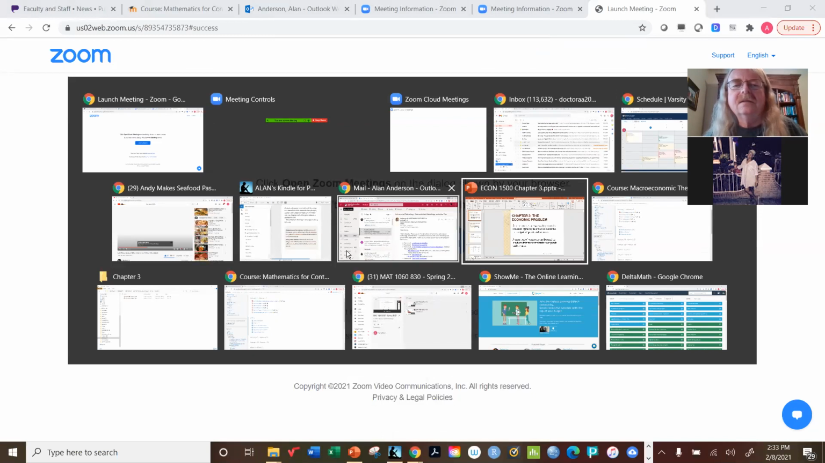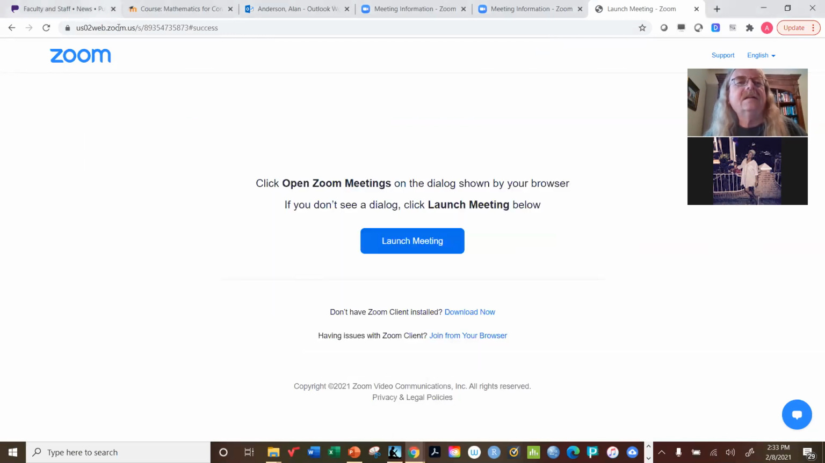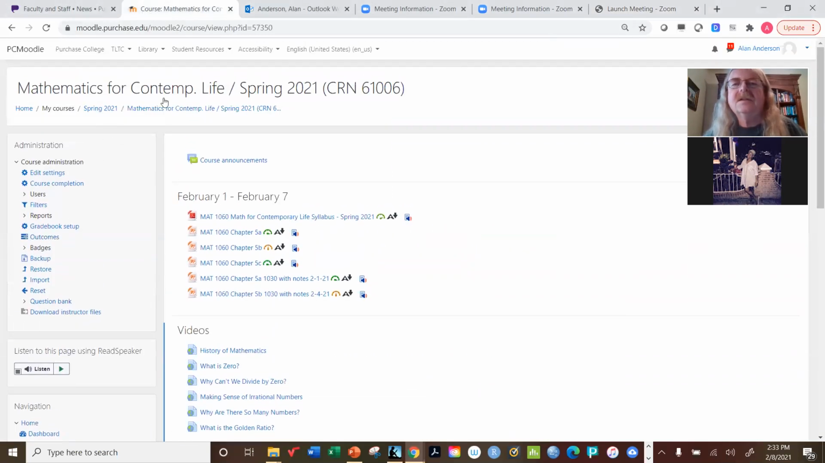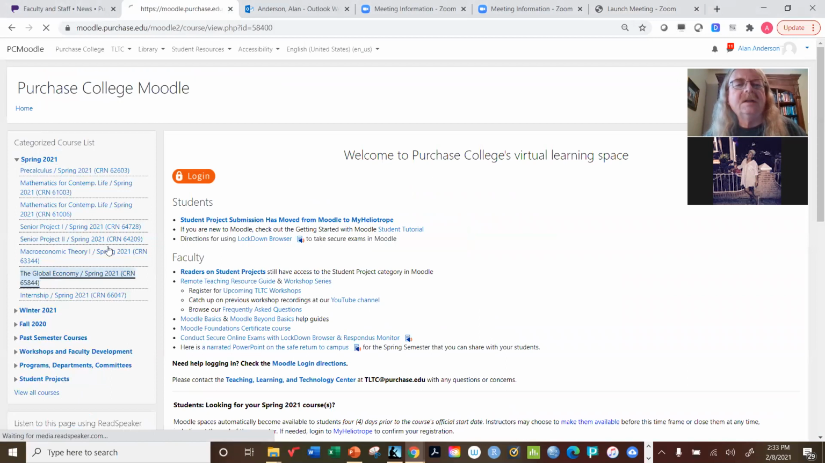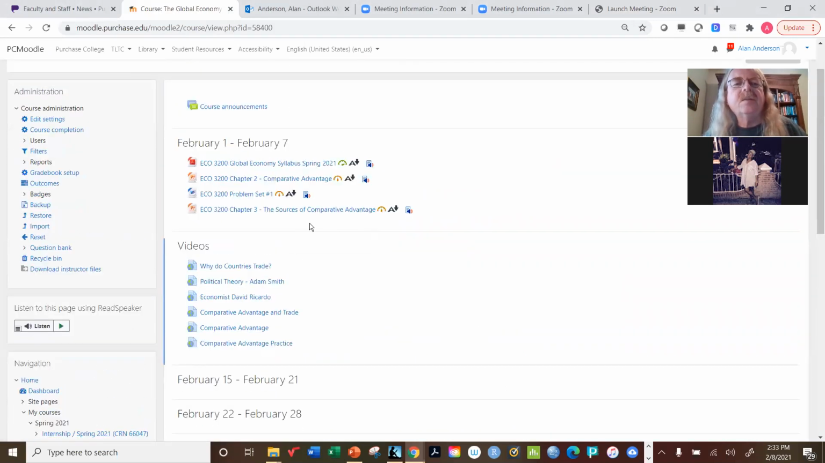Let's go log into our class. Here we go. Economics 3200, The Global Economy. So yes, I did put those up there the other day. What we're going to do here is more for practice than anything else, just to make sure we're keeping up and to answer any questions you may have about how comparative advantage works.